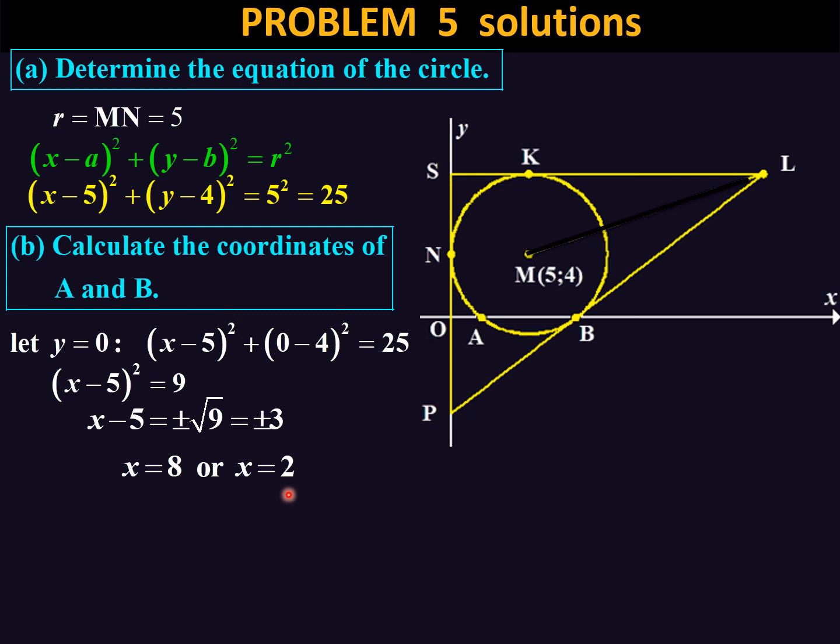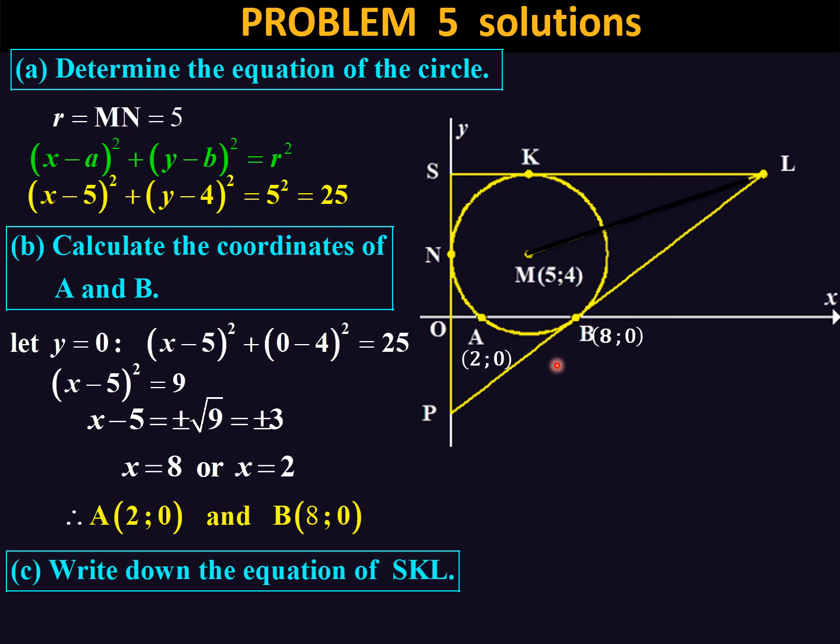Now, which one is the A and which one is the B? A comes before B, so A will be the 2, so that's 2 and 0. B will be the 8 and 0, and let's put the 8 and 0 in there. There we've answered. It helps to put those values in, you might need them later.